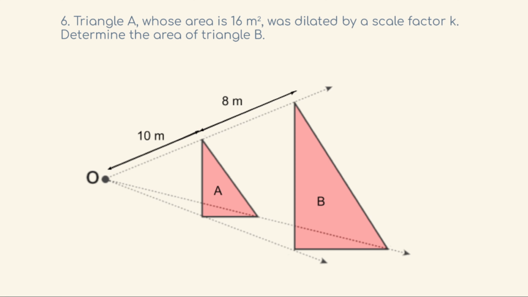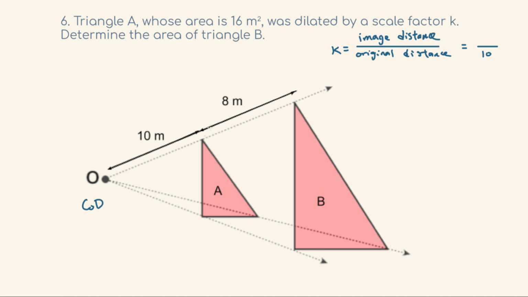Okay, so we have to figure out what that scale factor was. To do that, we're going to use that formula here. K is equal to the image distance divided by your original distance. And when I say distance, I mean distance from that center of dilation. Luckily, we have the original distance already given to us, that number 10 over here.